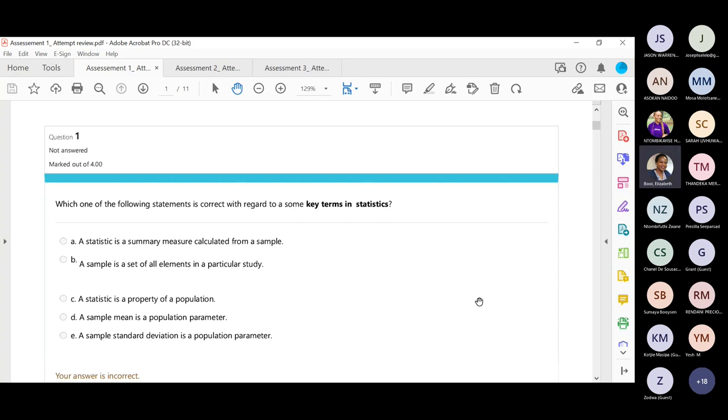Which one of the following statements is correct with regards to some key terms in statistics? So we're looking for the correct statement. A says a statistic is a summary measure calculated from a sample. B, a sample is a subset of all elements in a particular study. C, a statistic is a property of a population. D, a sample mean is a population parameter. E, a sample standard deviation is a population parameter. Which one of those statements is correct?